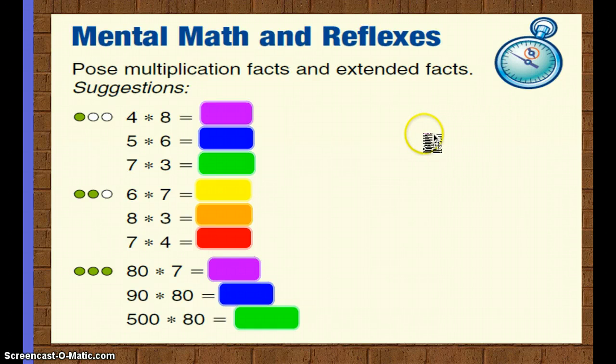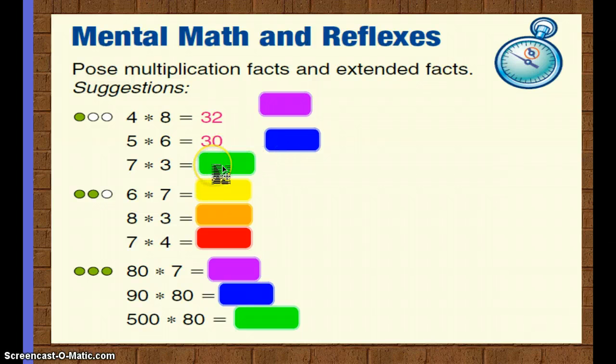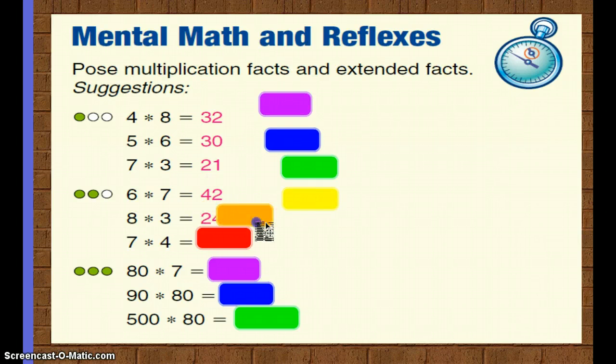So these mental math and reflex questions, I'm going to say them to you and I'd like you to try to think of the answers in a short amount of time. 4 times 8. Hopefully you got 32. 5 times 6. 30. 7 times 3. 21. 6 times 7. 42. 8 times 3. 24.